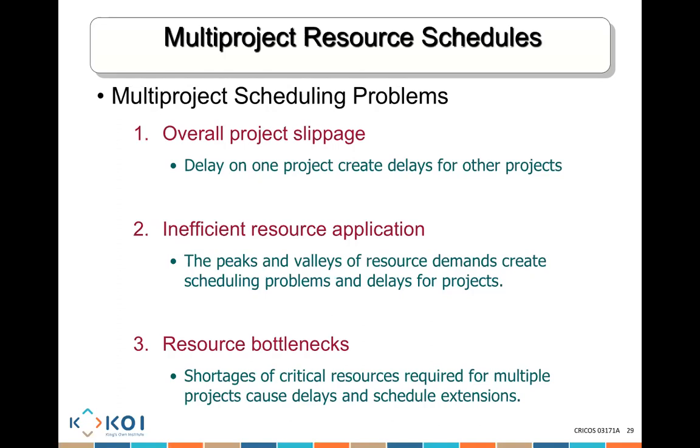A third thing to consider is a resource bottleneck. A resource bottleneck is where a shortage of critical resources required for multiple projects causes a delay and schedule extension. Imagine this person is a specialized application developer who needs to work on project 1, project 2, and project 3. Because he's very much stuck in project 1, he cannot come to project 2 or project 3, and these projects are going to be delayed.